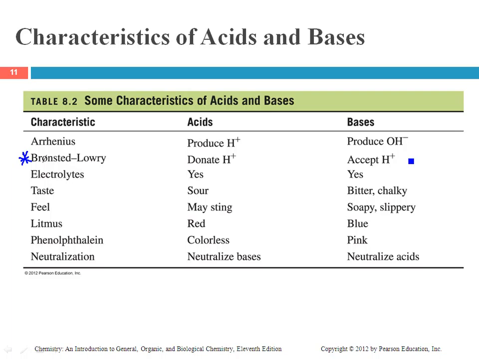There are indicators that can be used when you're trying to neutralize an acid and a base. We're actually not going to cover this part of the chapter, the titrations part. But in neutralization, acids neutralize bases, and bases can neutralize acids.